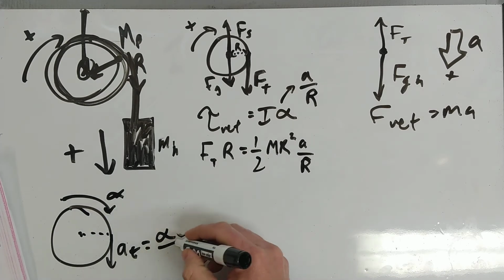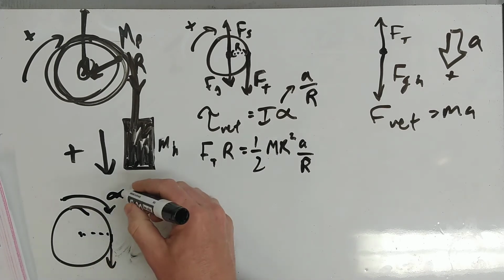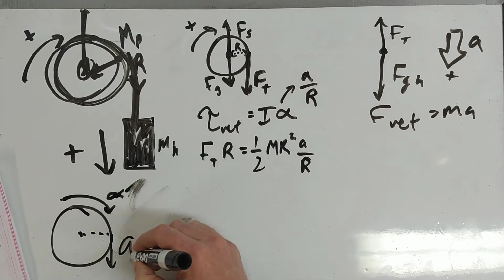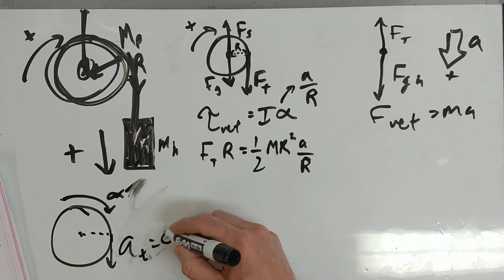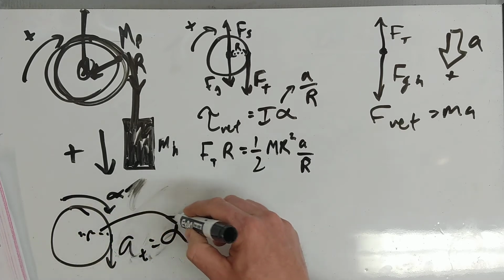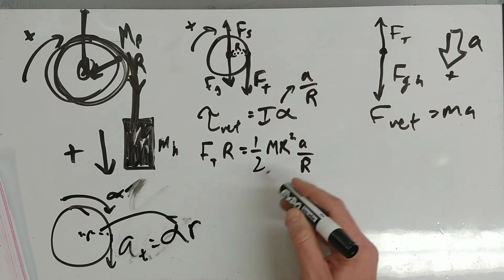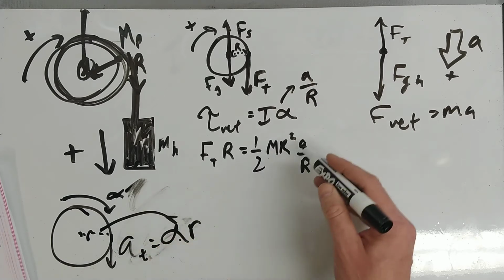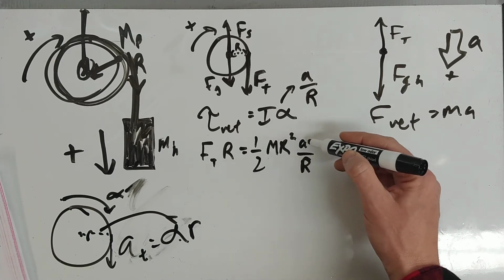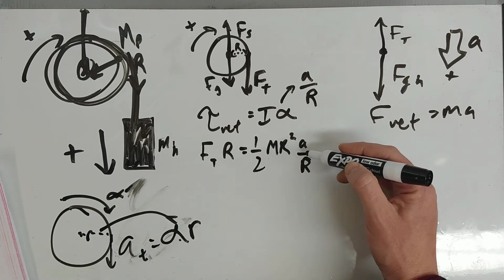Sorry, misspoke. A tangential is equal to alpha times however far you are away from the center. All right? So therefore, when I solve for alpha, I get A over r. The magnitude of the rotational acceleration is the linear acceleration divided by the radius of the pulley.